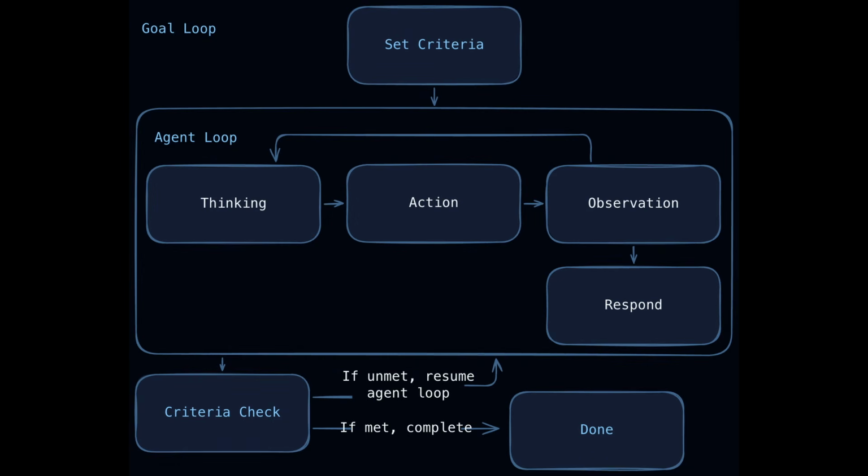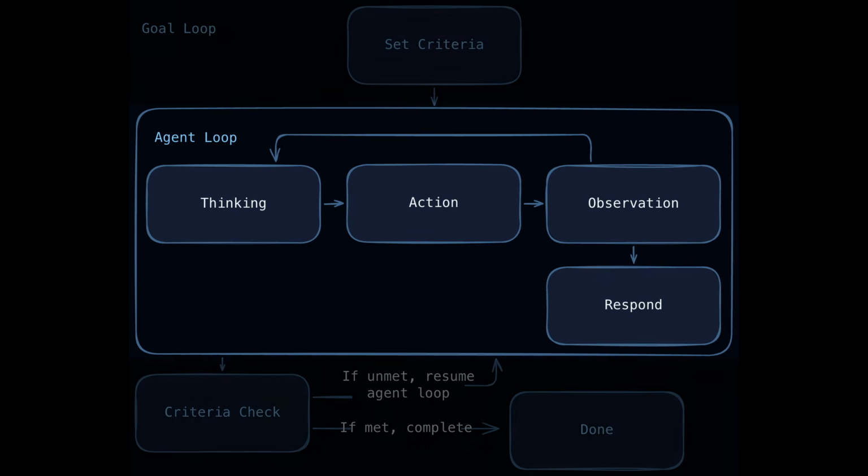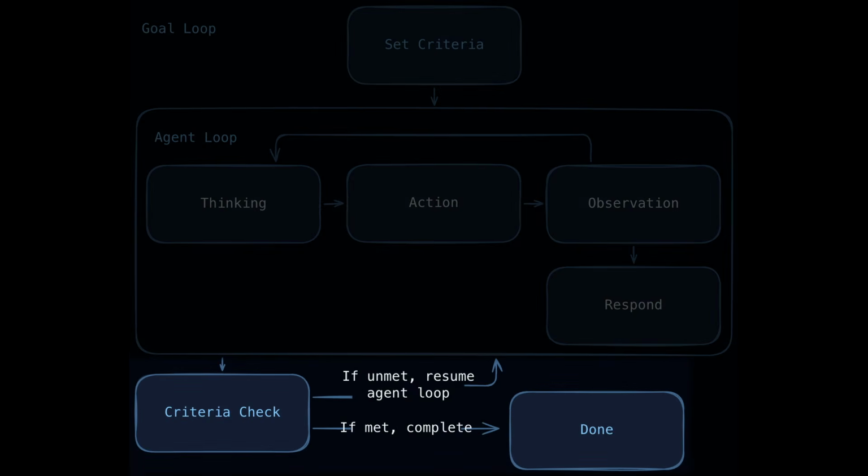The goal loop doesn't replace the agent loop, but rather wraps it. The inner loop decides the next action. The outer loop asks whether those actions actually achieved the durable goal. If the criteria aren't met, the goal remains active. If progress is impossible, it becomes blocked. Only evidence satisfying the criteria completes it.